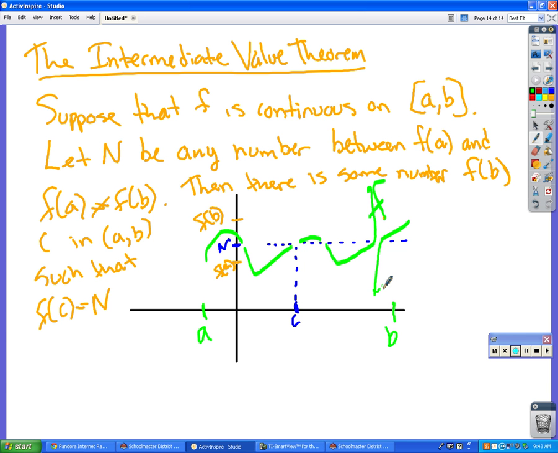All right, so it's pretty straightforward. It's not like rocket science or anything. If this is a continuous function, if you pick two y values, pick one in between, somewhere along the line the graph is going to cross that y value. Okay? All right, so who cares? Let's do a problem that uses this.